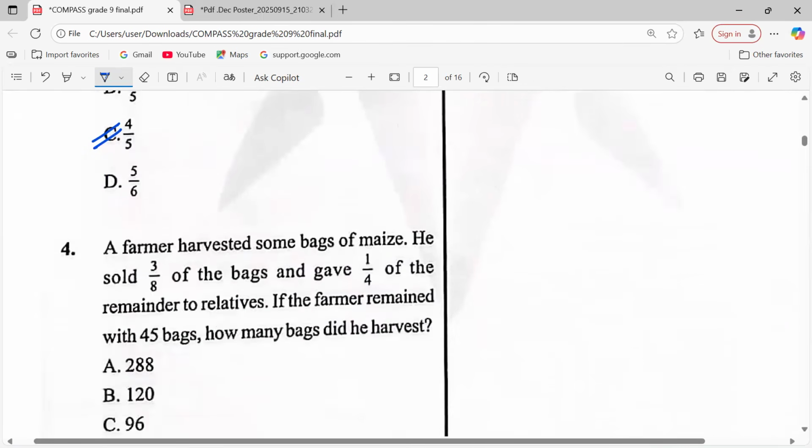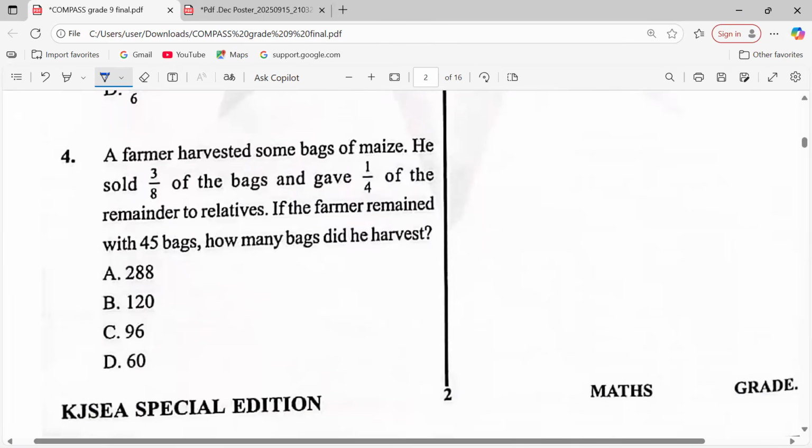Proceeding to number 4 now. We are told that a farmer harvested some bags of maize. He sold 3 out of 8 of the bags and gave a quarter of the remainder to relatives. If the farmer remained with 45 bags, how many bags did he harvest?